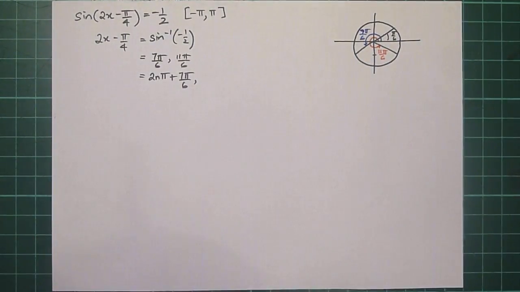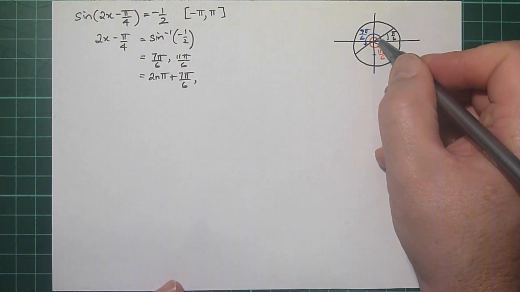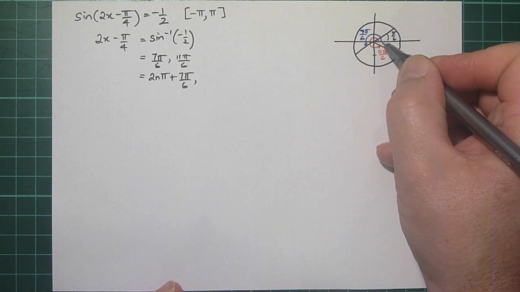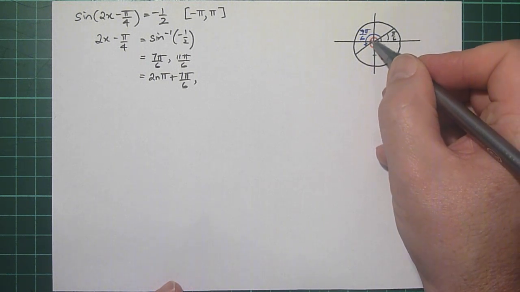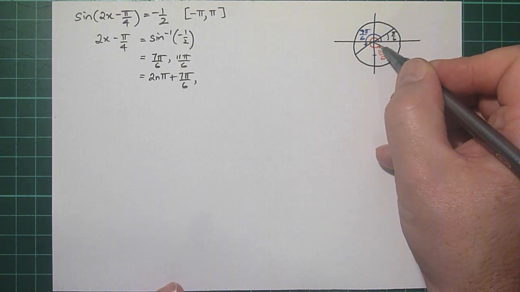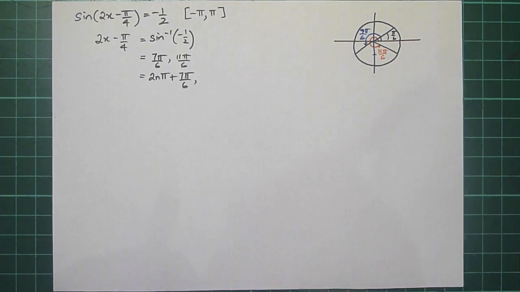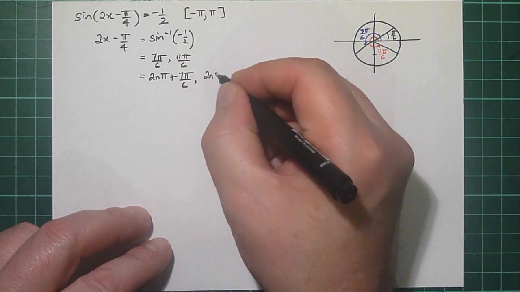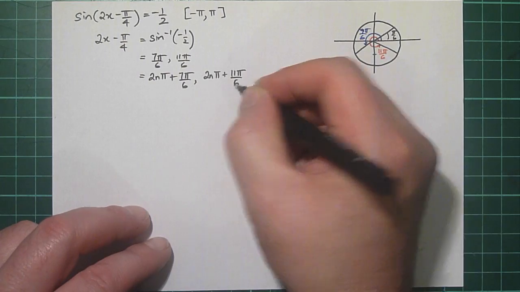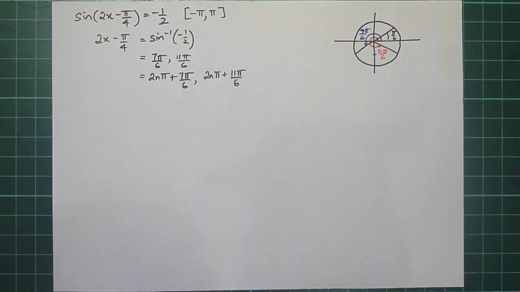We can do the same with the other solution. Go around to 11π/6, go around the unit circle again, and it's 2π plus 11π/6. Go around again, 4π plus 11π/6, and so on. In the general case, we're going to get this solution: 2nπ plus 11π/6.